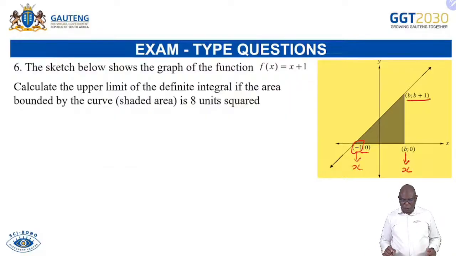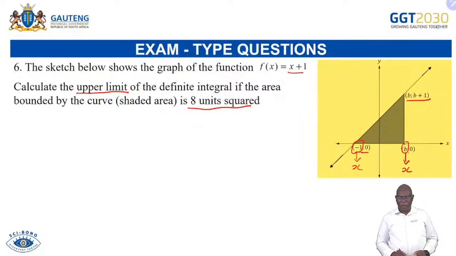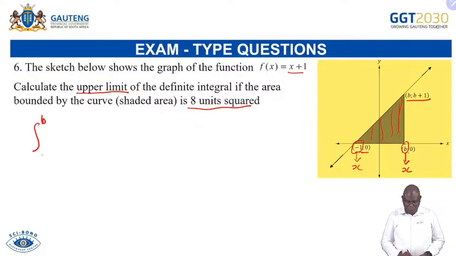So what we need to do: we know the equation of the straight line. We know the lower boundary and the upper boundary. We need to calculate the upper limit. So the upper limit is b, we need to calculate b. Is the area given? Yes, the area is given. Same principle that we've used, but now in this case, what is our area? Is it above or below? It's above. So we have the integral from -1 to b of x plus 1, dx.